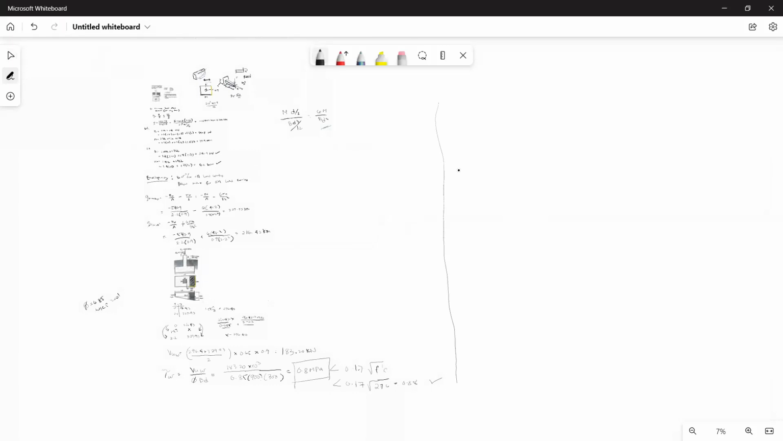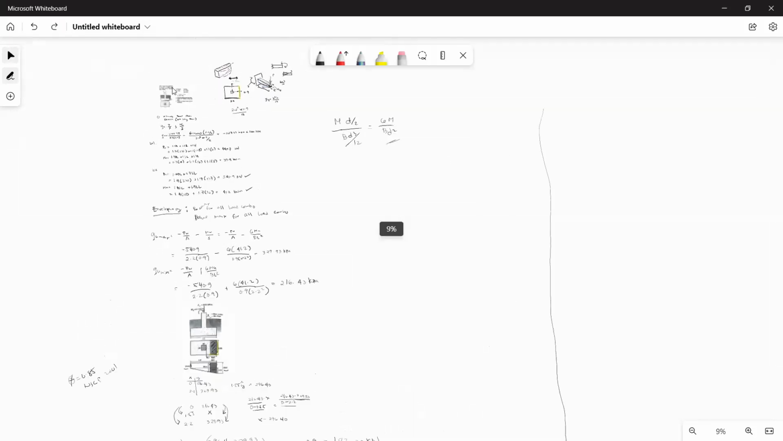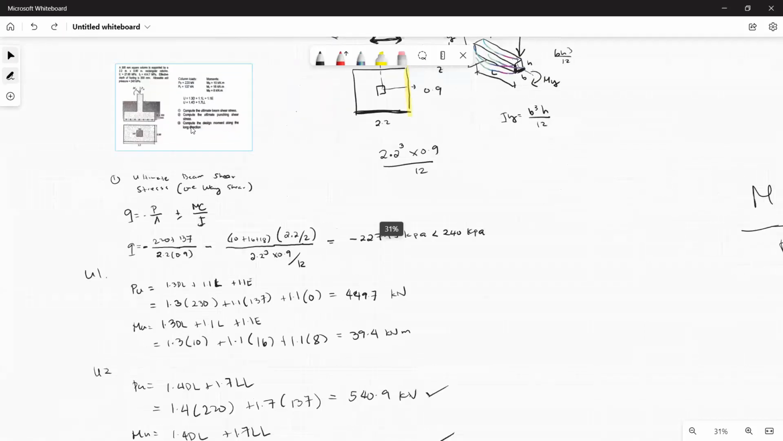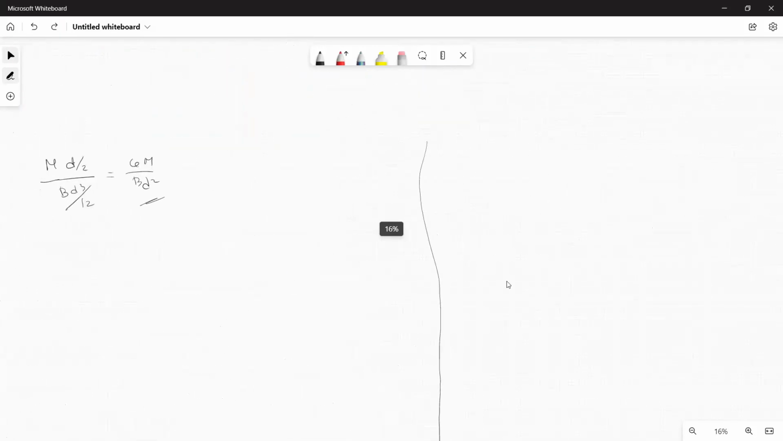Okay. So next natin is number 2. Lumalaki kapag malayo naka-zoom out. Ang question natin sa number 2 is determine the ultimate punching shear stress. So this time, kailangan na natin solve yung ultimate punching shear stress.